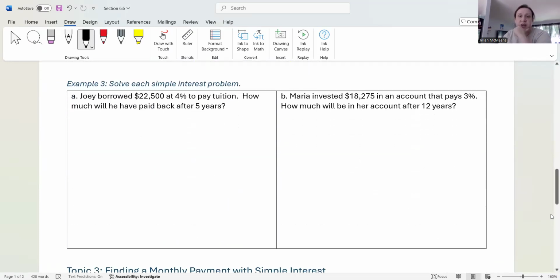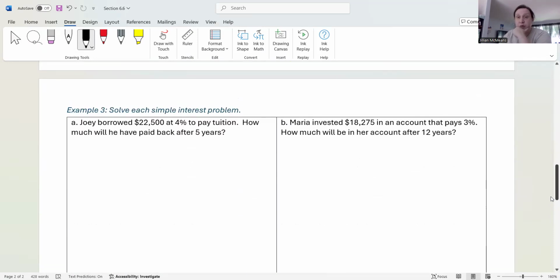Yeah. So we've got another example. And I imagine in these examples, we're going to do a little bit more. Okay. Yes, definitely Dexter, because we've got Joey and Maria now.